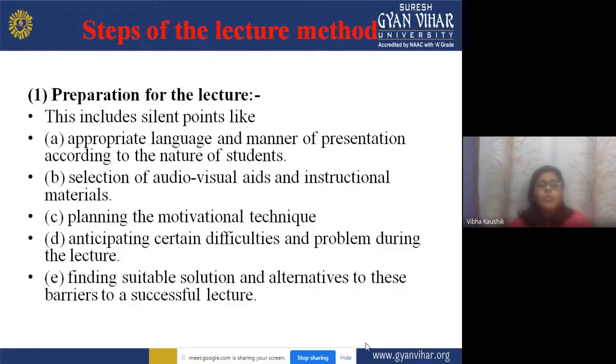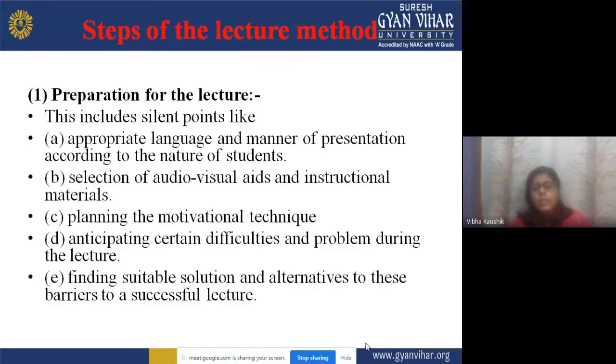Selection of audiovisual aids and instructional material means that, according to the content and the topic, the teacher has to select the audiovisual aids that will be used for teaching that particular topic.